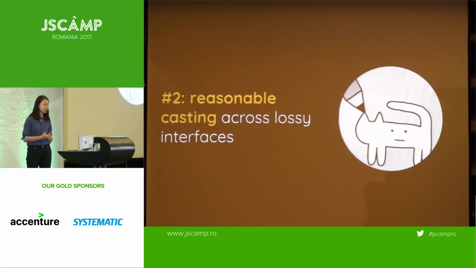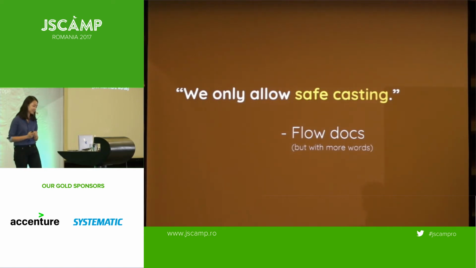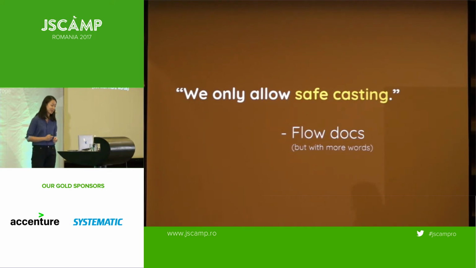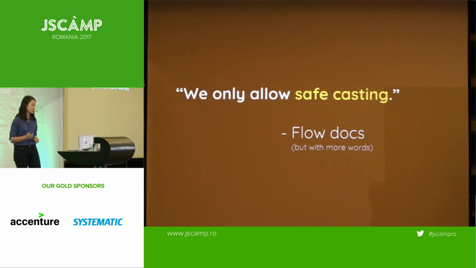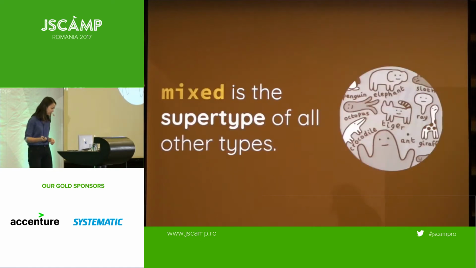The second thing I wanted to talk about is typecasting across lossy interfaces. Let's unpack this a bit. We only allow safe typing to safe casting. Flow doesn't actually have this in their docs, but it is a true statement about Flow. Flow and strongly typed languages in general only allow you to safely cast terms. What this means is that you can only cast a typed term to a supertype of that term. That is a safe cast because as a supertype, it necessarily contains the type that you are casting from.